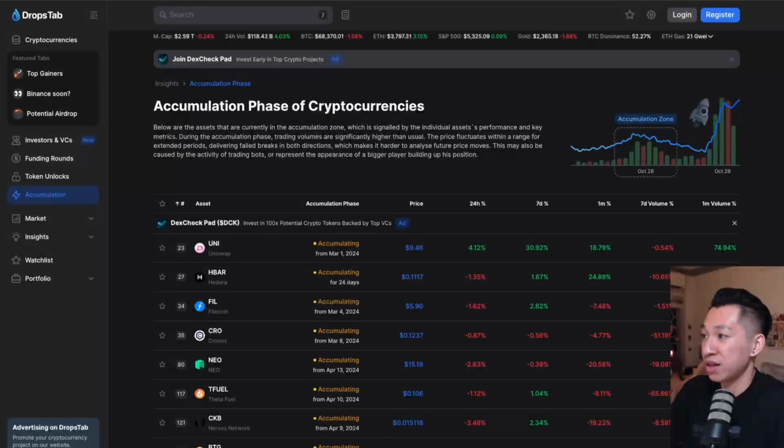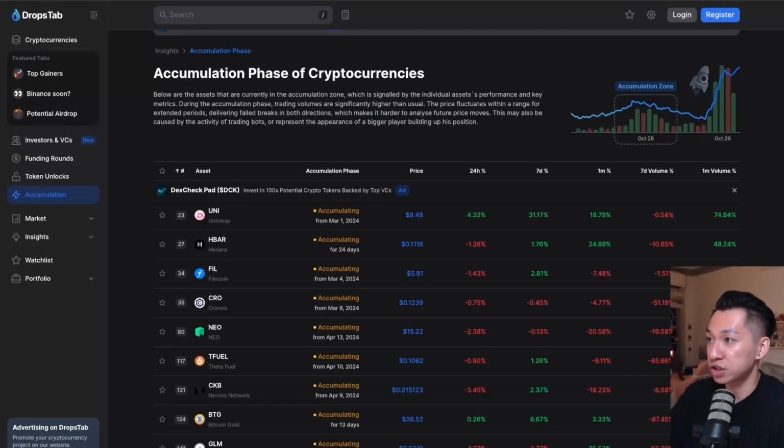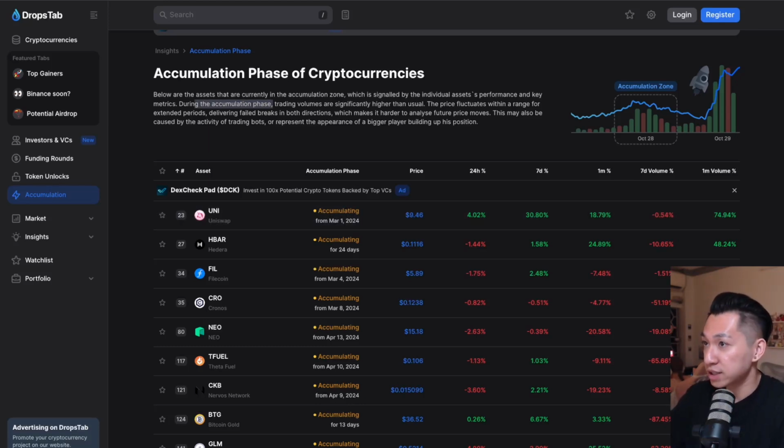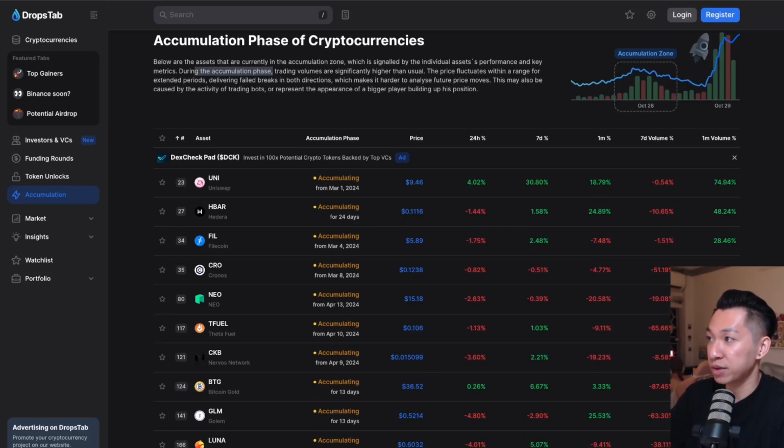So this shows you that these assets are currently in the accumulation zone, which signals the individual assets' performance and key metrics. During the accumulation phase, trading volumes are significantly higher than usual. The price fluctuates within a range for extended periods, delivering failed breaks in both directions, which makes it harder to analyze future price moves. But this may also be caused by the activity of trading bots or represent the appearance of a bigger player building up their positions.